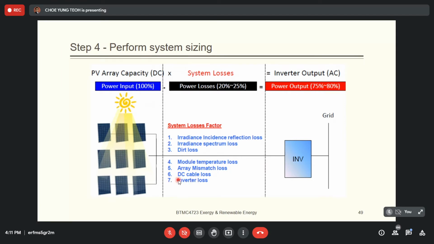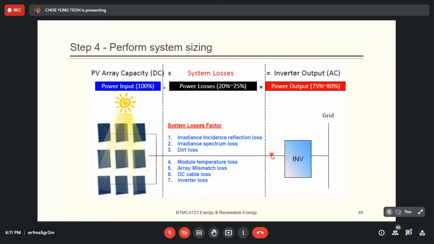DC cable loss is where you transfer the energy or the power from the solar module to the inverter. The flow of power, current, voltage is still in DC, direct current. So partially, we call it DC cable loss. Of course, there will always be loss. I think there's an equation to calculate the DC cable loss. It depends on the diameter and material of the cable.